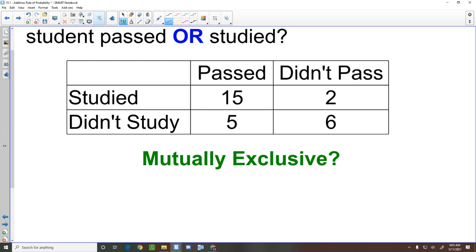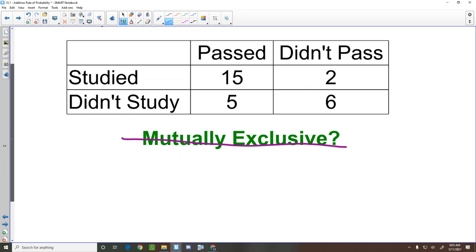All right, so first off, are these mutually exclusive events? They are not. They are not mutually exclusive because they both could occur at the same time. Meaning, I could have a student who passed and who also studied, right? There's overlap there. They both could occur at the same time. And so I need to calculate each of those probabilities separately and then subtract that overlap probability.